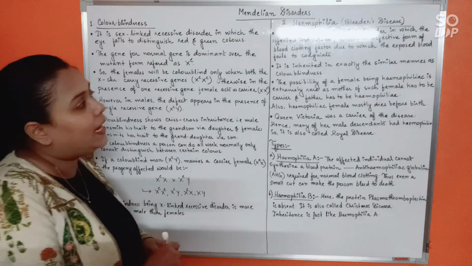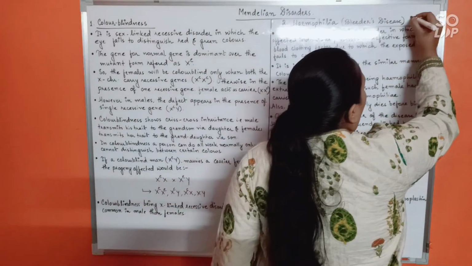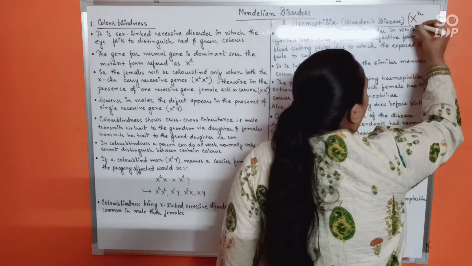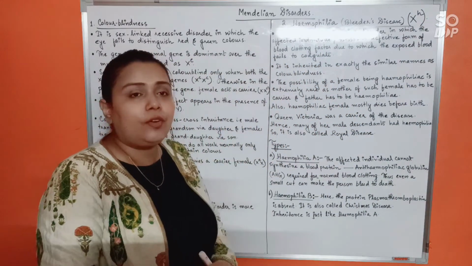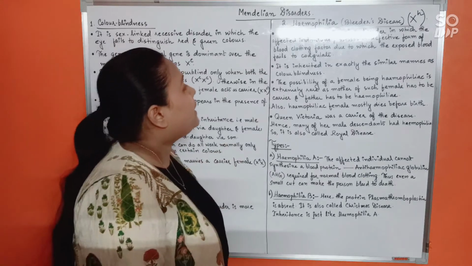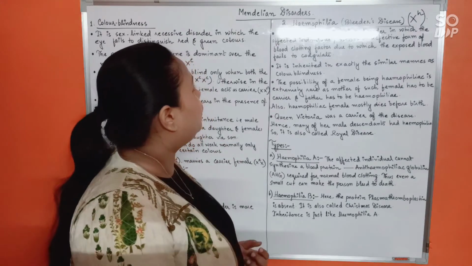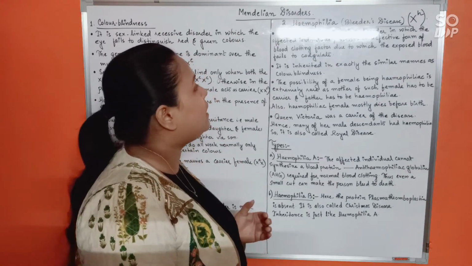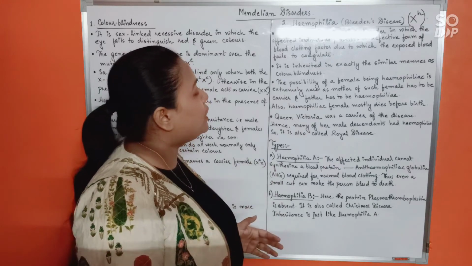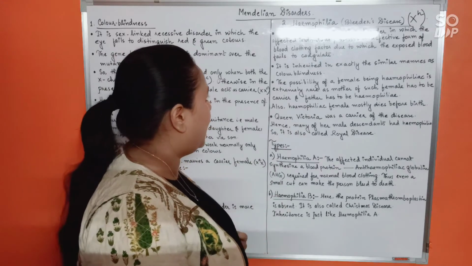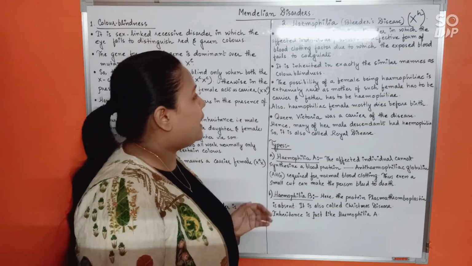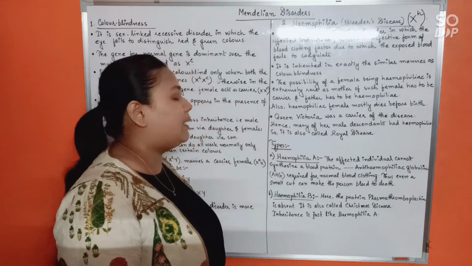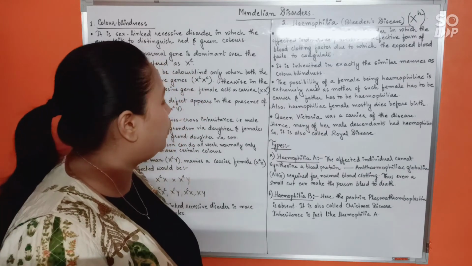we do not mark the defective allele as XC. Here we would mark it as XH, where H means hemophilia. Alright, so see here. It is an X-linked recessive disorder in which the affected individual possesses a defective form of blood clotting factor, due to which the exposed blood fails to coagulate. Now, it is inherited in exactly the similar manner as color blindness, which I told you already.